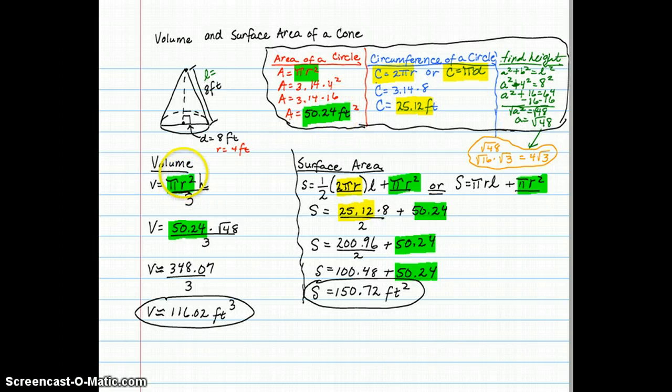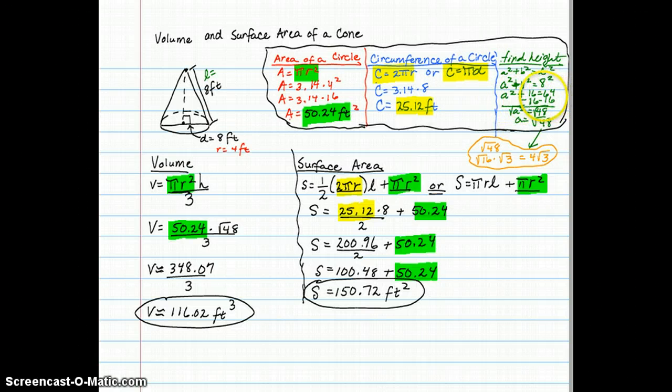Now for volume, we need to take that area of a circle, pi r squared, multiply it by the height. Well, we don't know the height at this point because it's not written on here. We have to find the height, and then we have to divide by 3. So we come over to find the height. We know A squared. We know this part right here, that's going to be 4, and we know C squared, that's the slant height, because this is a right triangle, that's 8 feet. So A squared plus 4 squared equals 8 squared, A squared plus 16 equals 64.